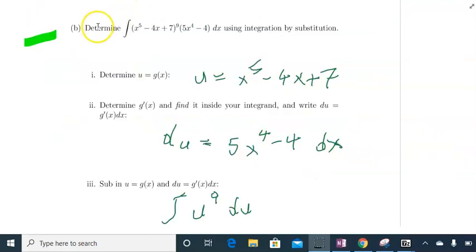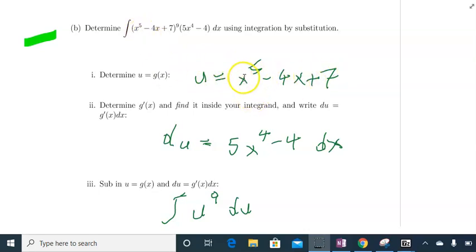Let's look at a couple of examples. Determine the integral of x to the 5th power minus 4x plus 7, raised to the 9th, times 5x to the 4th minus 4 dx using integration by substitution. First of all, we want to identify our u, or u equals g of x. This u we take to be the inside function, which is raised to the 9th. So that's going to be equal to x to the 5th minus 4x plus 7.